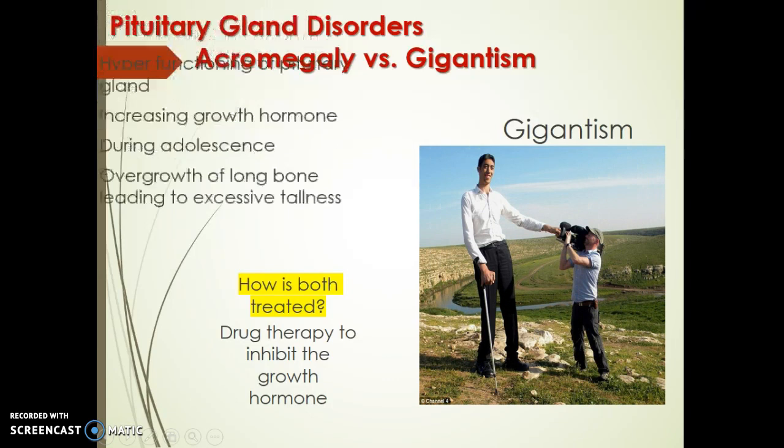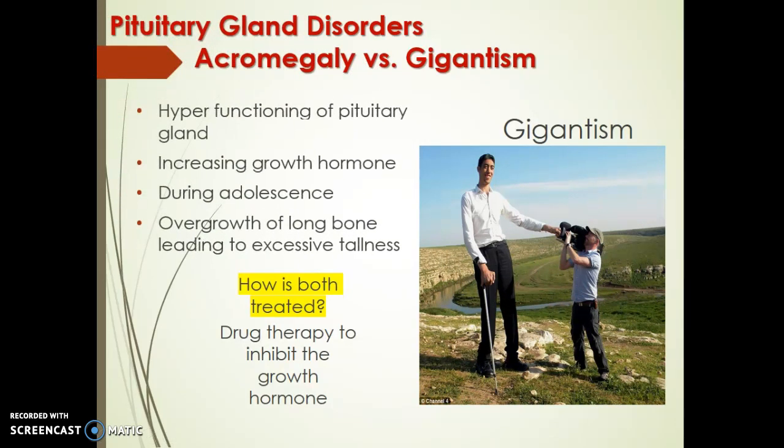Gigantism is where you have overproduction or a hyperfunctioning pituitary gland. You're going to secrete way too much of this growth hormone. And when that happens, you have really, really tall people. They grow very large, usually during adolescence. They have an overgrowth typically of their long bones, like the humerus, the femur, the ulna, the radius, the tibia, and the fibula, which are all going to be excessively long, which leads to very tall patients.